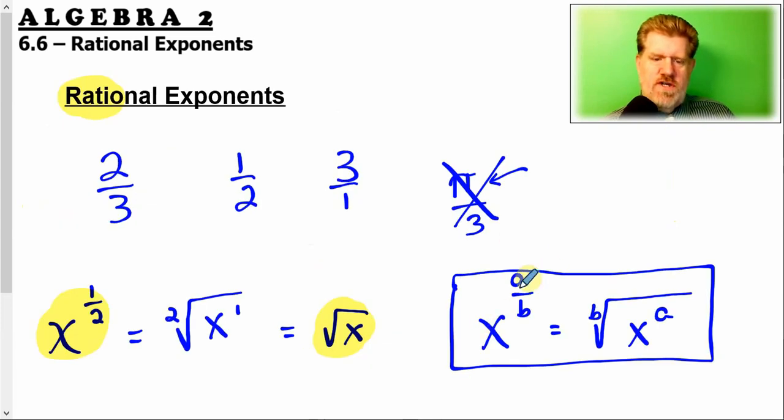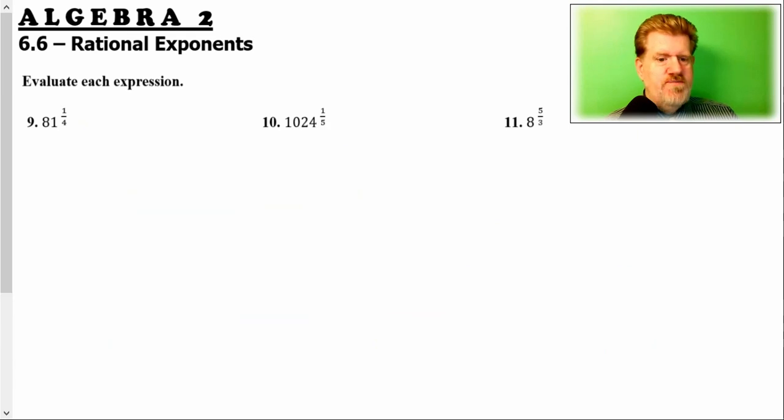If you've got a rational exponent, you can rewrite it as a radical. This is a very helpful tool in solving equations, which is actually the next section that we're doing. So first, we're going to just simplify expressions. 81 to the 1/4. What does that really mean? Well, that means the 4th root of 81.